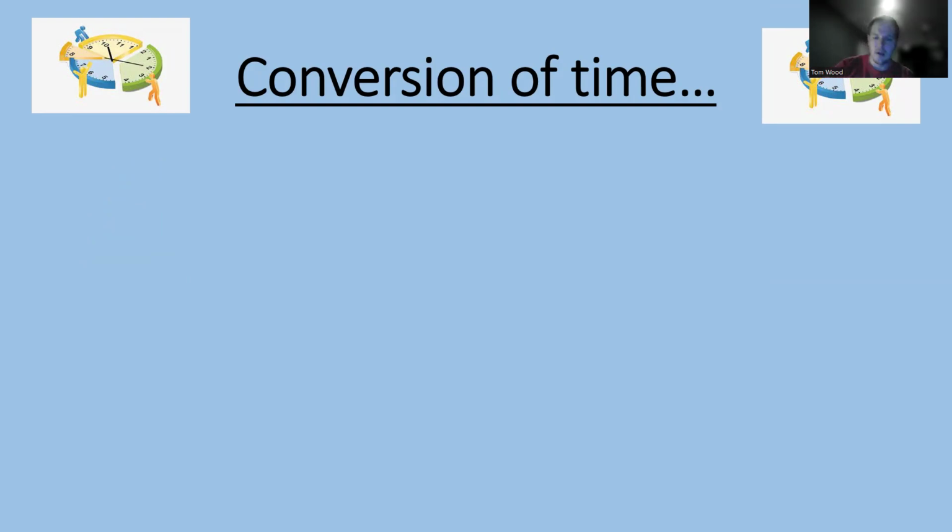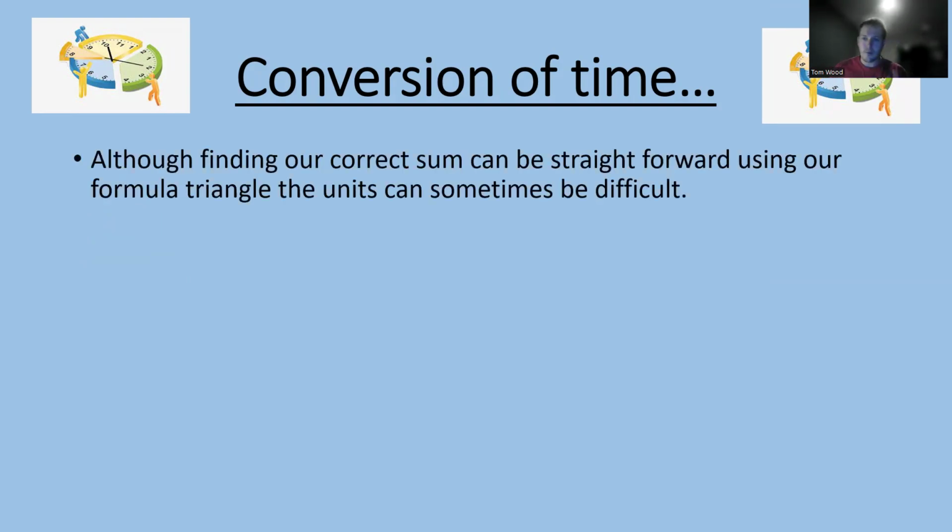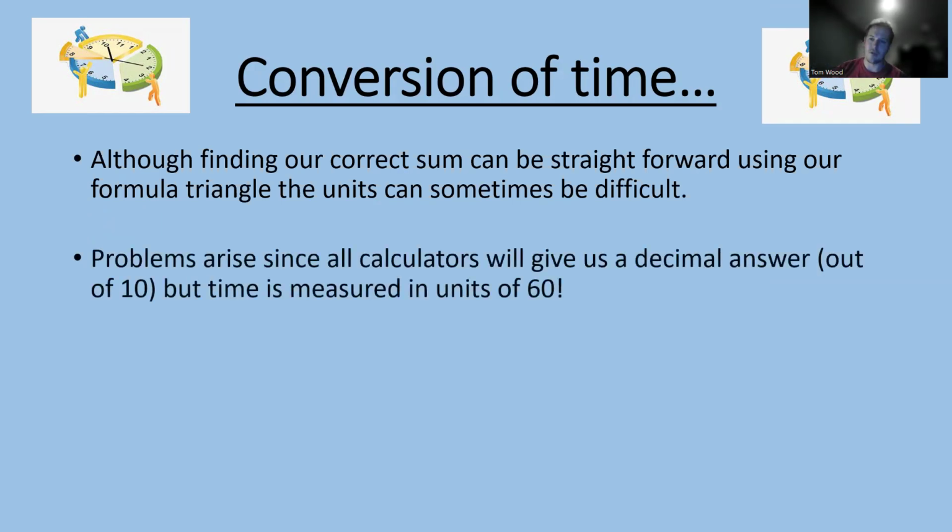Okay, so the problem that we have is conversion with time. Now, the French did try and decimalize time. They did for a few years during the French Revolution, which is amazing. Unfortunately, it didn't catch on. And we still use the old system, which is out of 60. 60 seconds in a minute, 60 minutes in an hour, and that's our time.